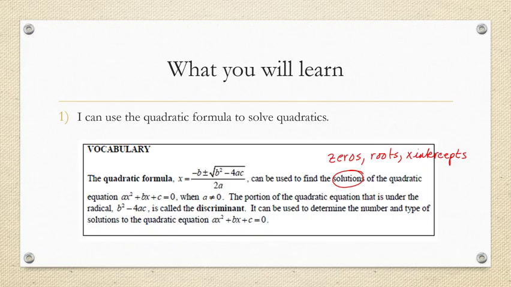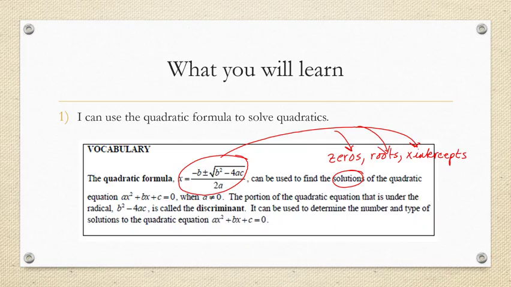Sometimes things can be factored, sometimes they can't. If a quadratic cannot be factored, you need to use the quadratic formula to find those x-intercepts or those roots or zeros, however it's described, okay?